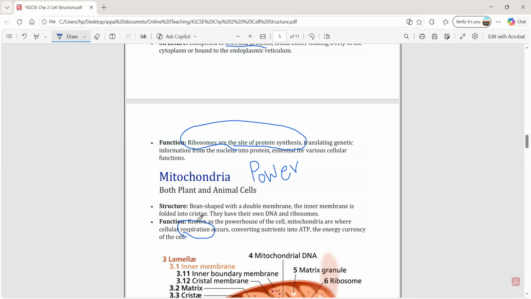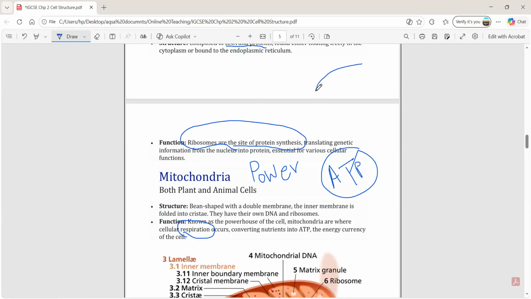Respiration. What is respiration? Respiration is the process where the glucose molecule breaks down to give us energy in the form of ATP, adenosine triphosphate. So respiration is the procedure where the glucose molecule breaks down and gives us energy in the form of ATP, and this procedure occurs where? Inside the mitochondria. Mitochondria is also an organelle of the cell.